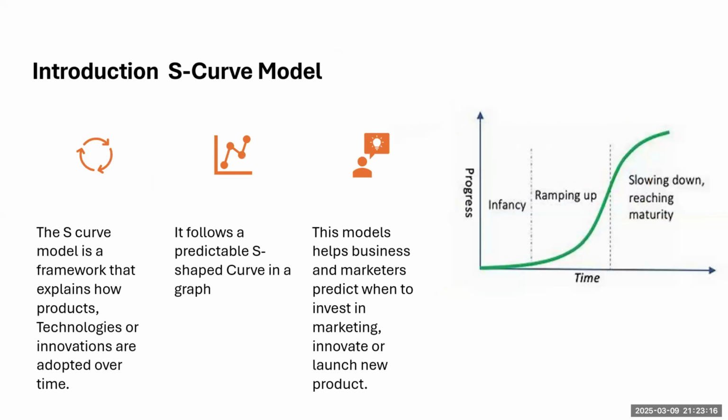Now let's talk about the S-curve model. The S-curve model of forecasting is simply a framework that explains how products, technologies, or innovations are adopted over time. It follows a predictable S-shaped curve in a graph like this, and this model also helps businesses and marketers predict when to invest in marketing, innovate, or launch a new product.